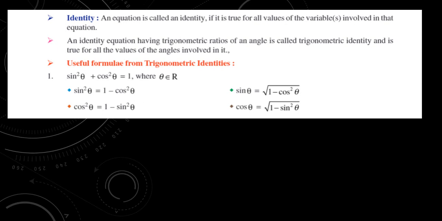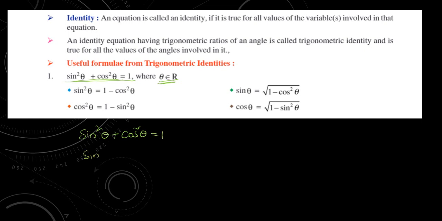Among those, the first one is sin square theta plus cos square theta is equal to 1. So the first identity is sin square theta plus cos square theta is equal to 1. Here theta can be any real number, because sin and cos are defined for any angle, hence for any value of theta, sin square theta plus cos square theta is equal to 1.